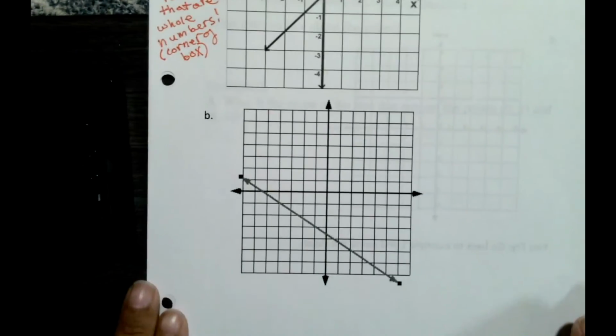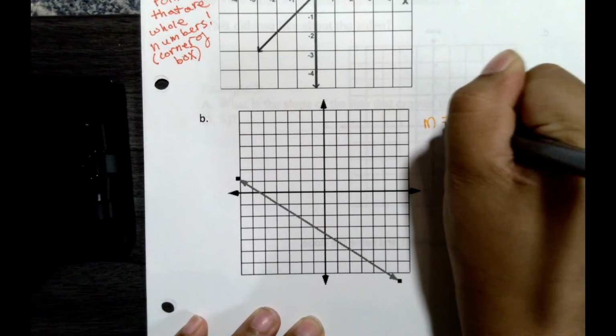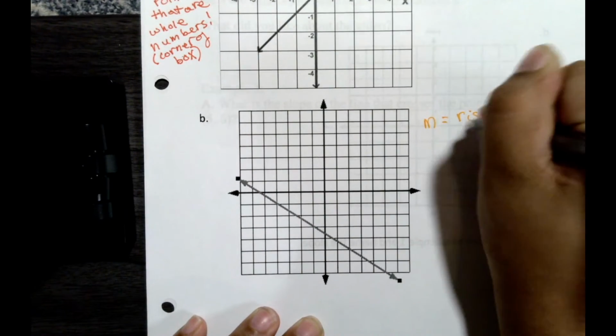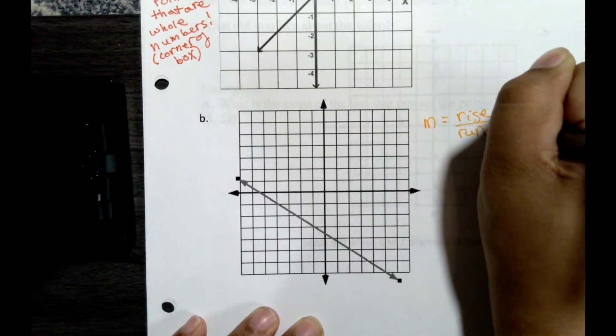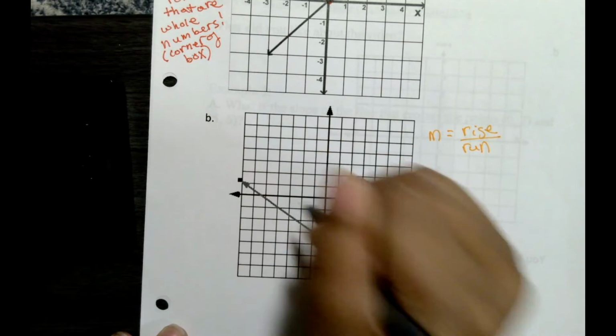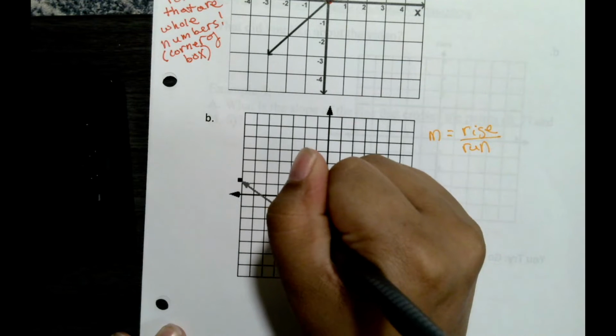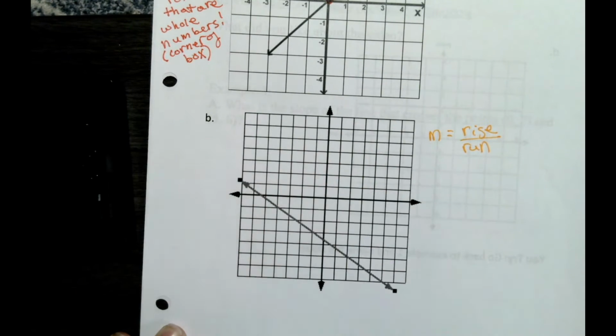Okay, let's take a look at our second one down here. On our second one, we use the same rule of rise over run. So m equals rise, which is the y's, over the run. Okay, we need to pick 2 points. Well, let's choose this point right here, because it's very much on the edge. So that is about -4, -1.